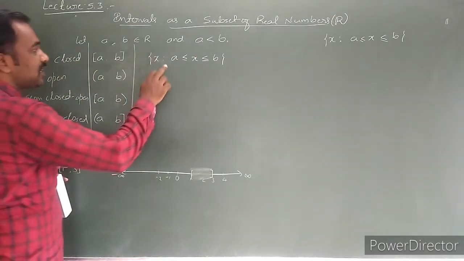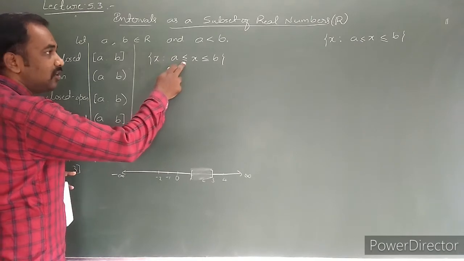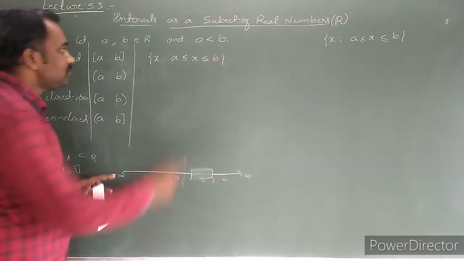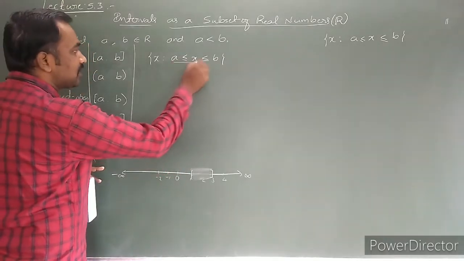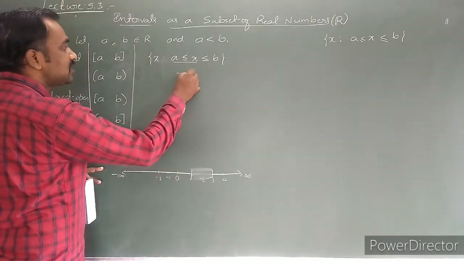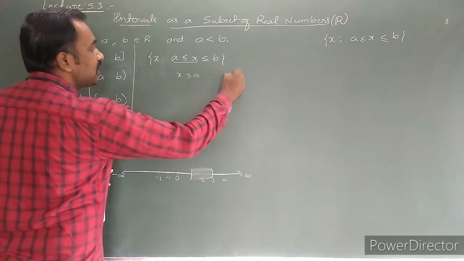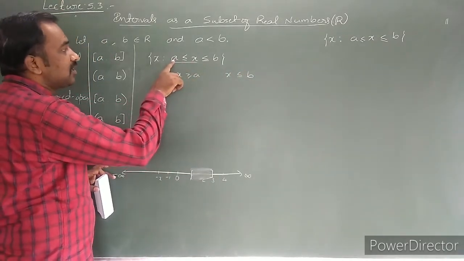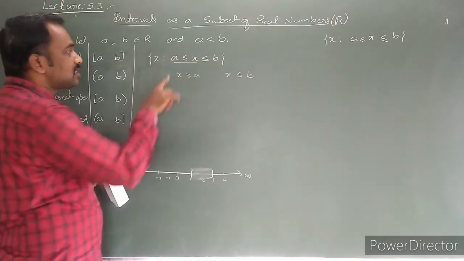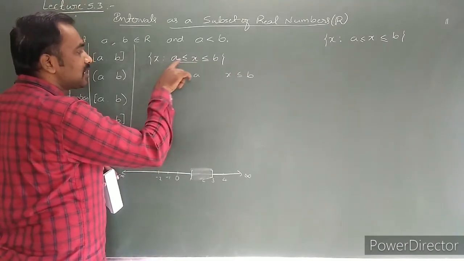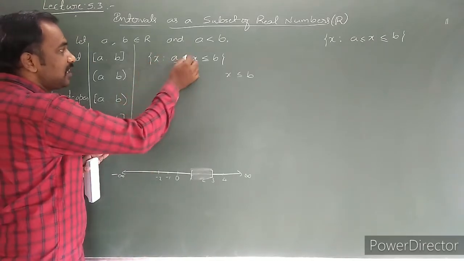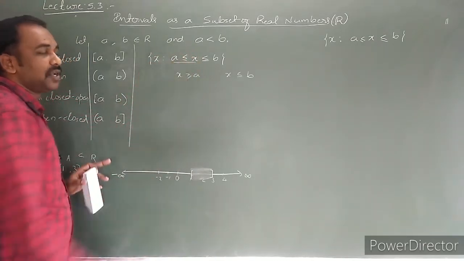In general, you can write a is less than or equal to x is less than or equal to b. Here, the x value, we can split this. How to split this one? It means x is greater than or equal to a and x is less than or equal to b. We can write it in this manner. Here, which value is larger, a or x? x is larger. On which side is it open? That value is the larger one.